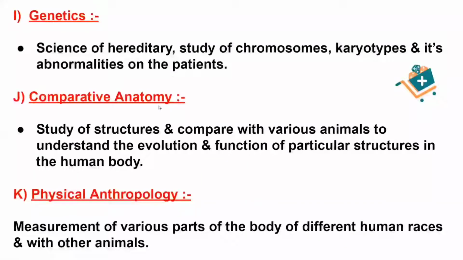And then comparative anatomy. It's just given in the name. When you compare the structures of various animals to understand the processes of evolution and functional differences, there are so many differences between the anatomical structure of any animal and a human body. So you will compare these things, whether they are similar or different. This is comparative anatomy. Now physical anthropology, this is also a branch of anatomy. So next slide, please.